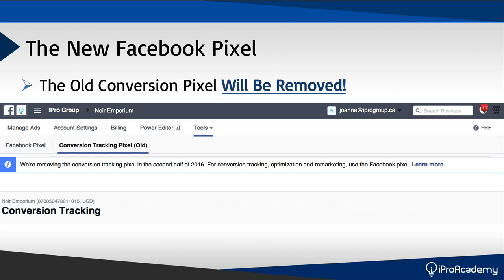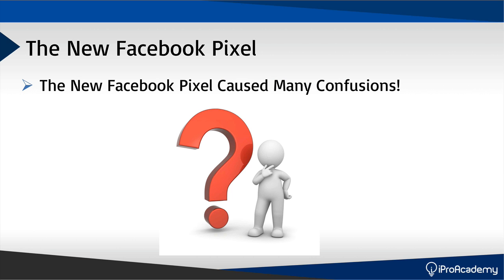Alright, so the new Facebook pixel, as I've said earlier, the old conversion pixel will be removed. As you see in this screenshot, they have even bracketed it saying "old". It says, we're removing the conversion tracking pixel in the second half of 2016. For conversion tracking, optimization, and remarketing, use the Facebook pixel.